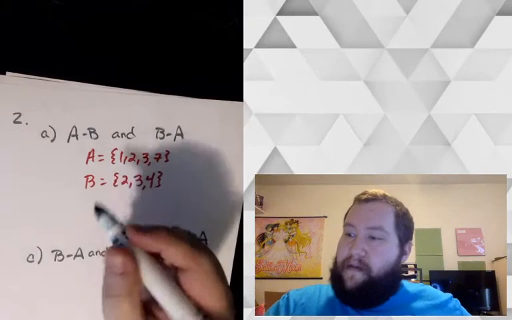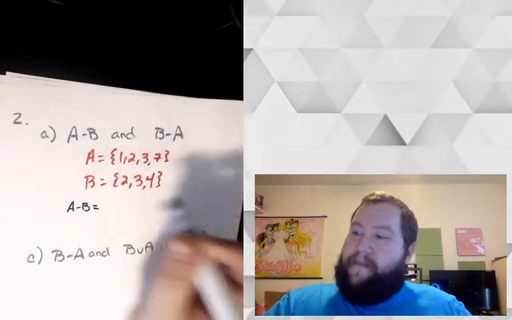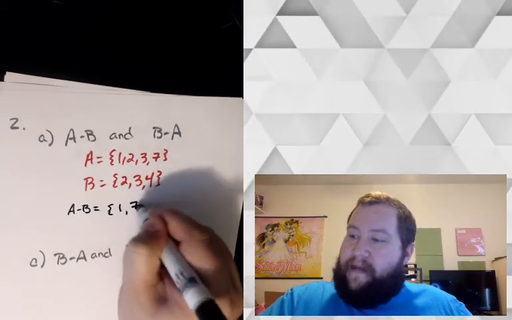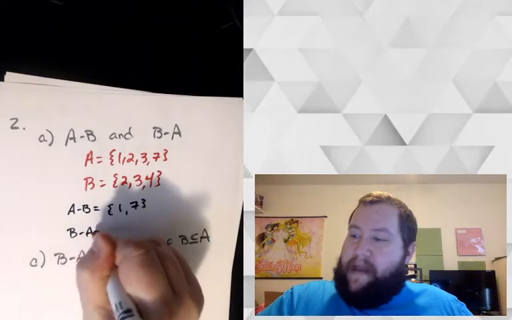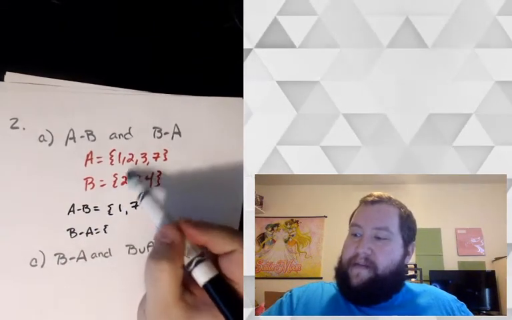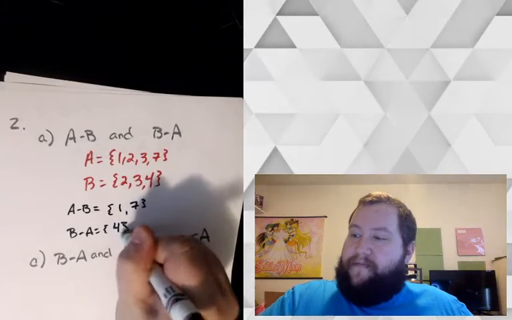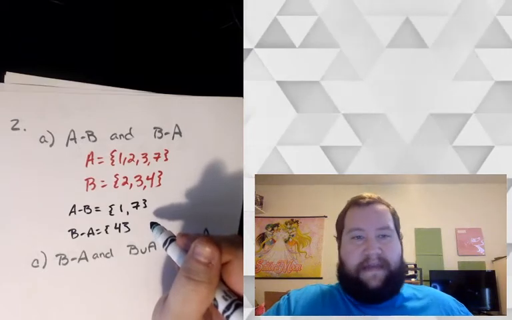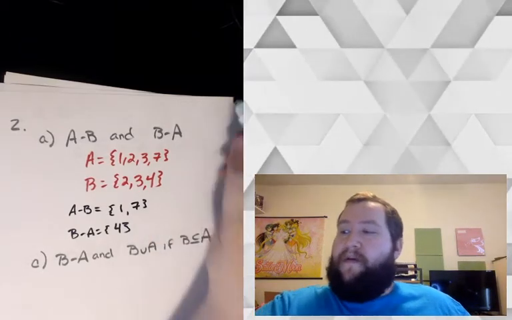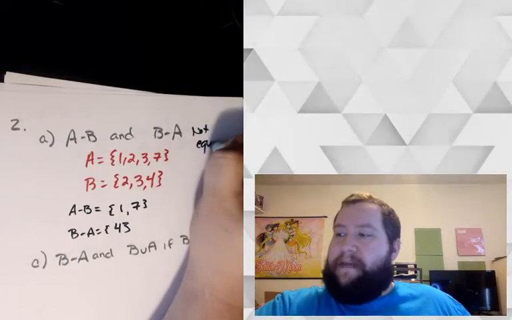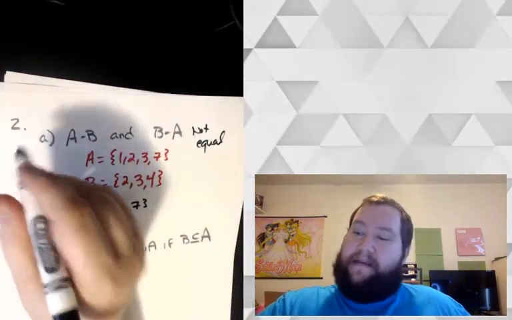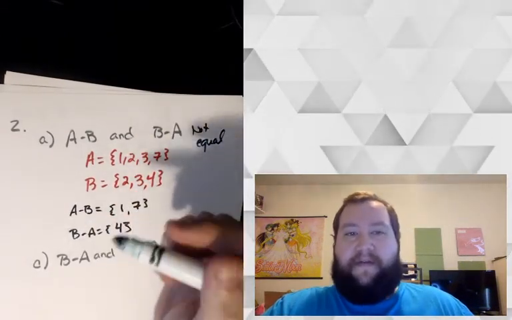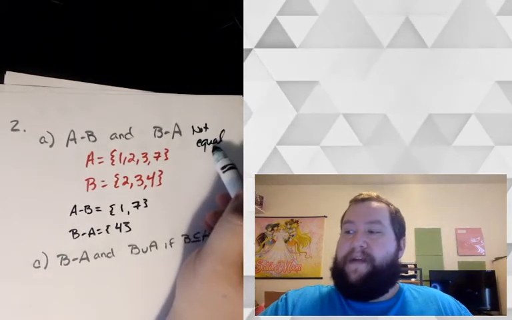So that means A, take away B, is everything not in B, so we are left with a 1 and a 7. And then B, take away A, is take away the 2, take away the 3, and we're left with a 4. Well, are 1, 7, and 4 the same set? No, they're not even the same size, so they certainly can't be the same set. And so they're not equal. Sometimes they might be, right? Suppose if they were both the same set, if they were both the empty set, right? There are weird instances where this is true, but they're not equal in general.